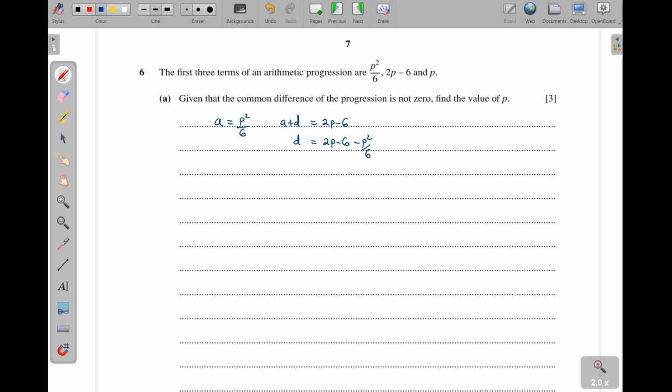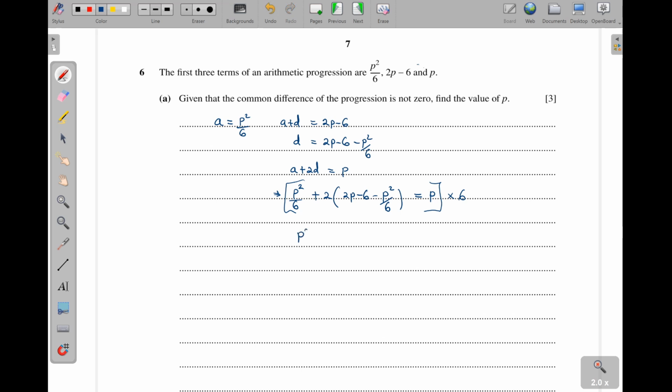Now, the third term is a plus 2d, which is equal to p here. So that means I'm going to have a, which is p squared over 6, then plus 2d, which is 2p minus 6, then minus p squared over 6. Then this one is equal to p. Now we can multiply all through by 6 because it is the denominator I'm seeing here.